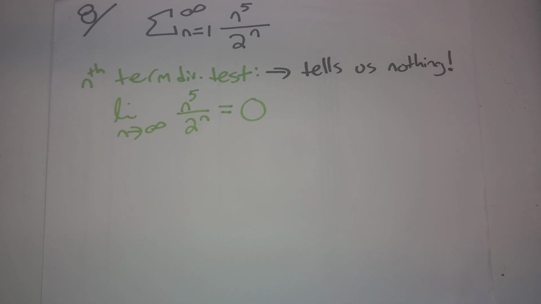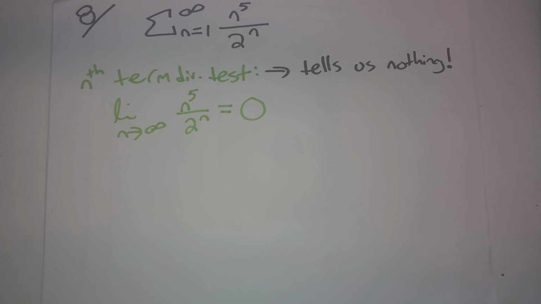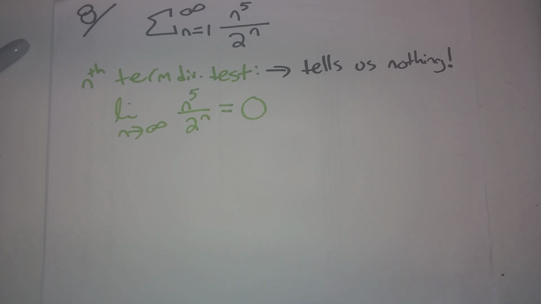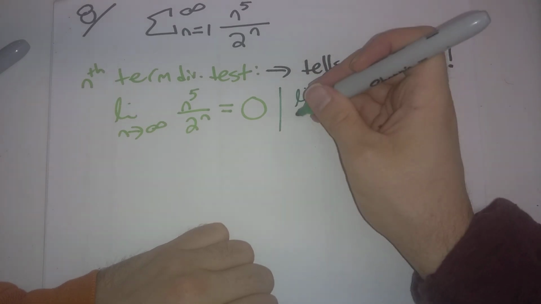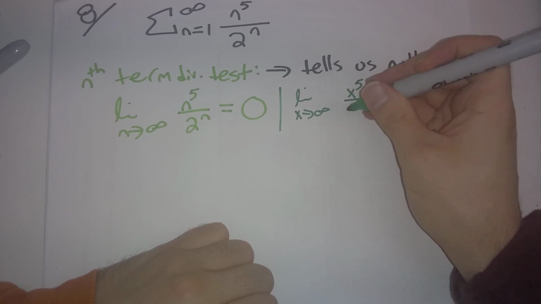So it's good to check this one first, because if it did fail the nth term divergence test, we'd be done now. But unfortunately, we have to do more work. By the way, in case you're wondering why this limit is in fact equal to 0, I'll convert everything over to x's, so I can use things like L'Hopital's rule.